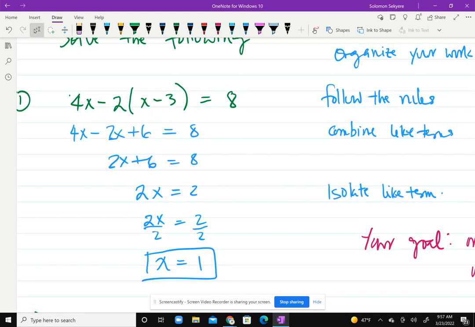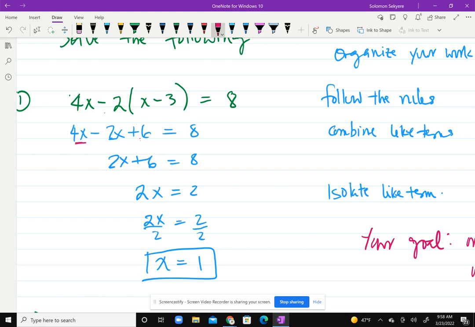Okay, what's the rule? Whenever you're solving an equation and you see something in parentheses, the rule is you have to remove the parentheses. How do we do it? I write my 4x, and note this negative here, it's part of the 2. So it's negative 2 times x, which is negative 2x, and then negative 2 times negative 3. Be careful, it is positive 6. If you write negative 6, you're wrong.